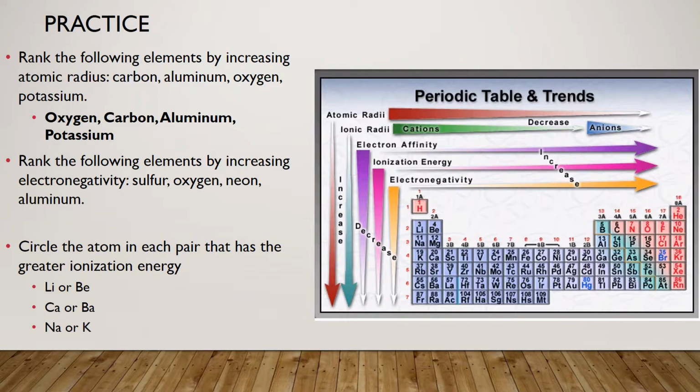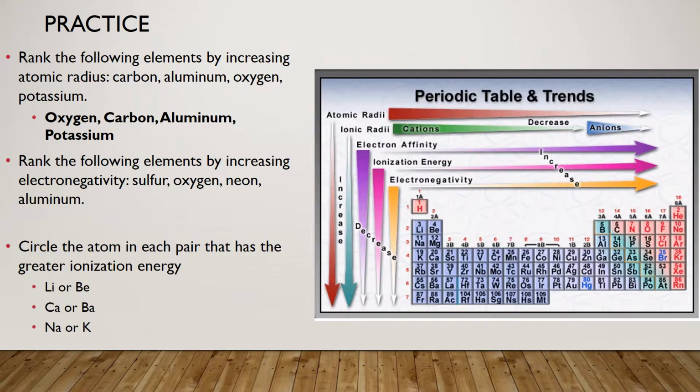Electronegativity, as you go down, it decreases. So the one on the bottom should have the lowest electronegativity. As you go from left to right, it increases. So the one that's furthest on the right should have the highest electronegativity. So you'd want to go with neon, except we have to remember with electronegativity that the noble gases don't have any electronegativity because they're stable. So that means neon is the lowest electronegativity.